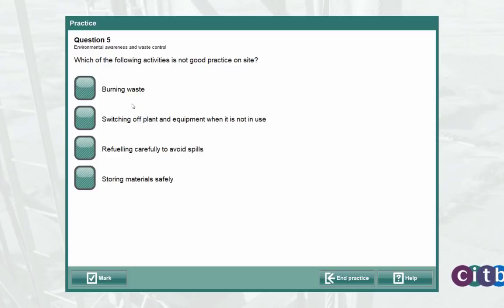Which of the following activities is not good practice on site? Burning waste. Switching off plant and equipment when it is not in use. Refueling carefully to avoid spills. Storing materials safely.